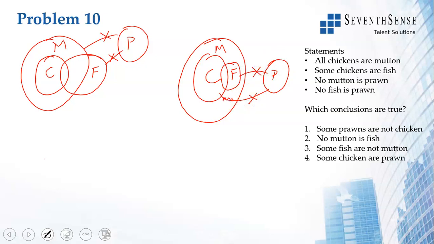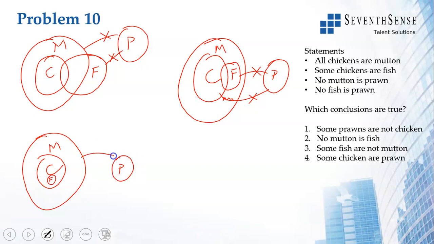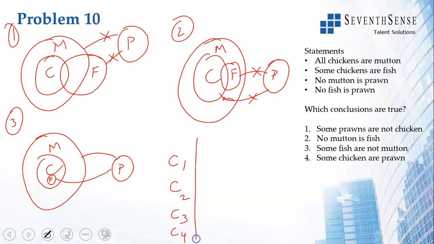Any other way in which it can be drawn? All chicken are mutton. Some chickens are fish. So I can also draw this. Some chickens are fish inside. Some chickens are fish. No mutton is a prawn. No fish is a prawn. So there are only 3 ways in which I can draw. Let's see if you can draw it in any other way. 1, 2, 3. So 4 conclusions. I have 3 drawings.